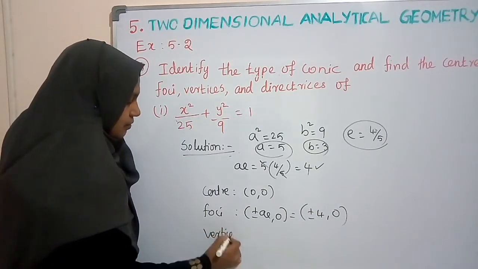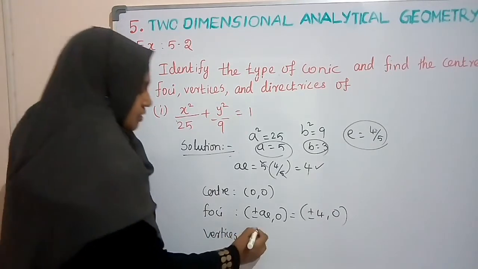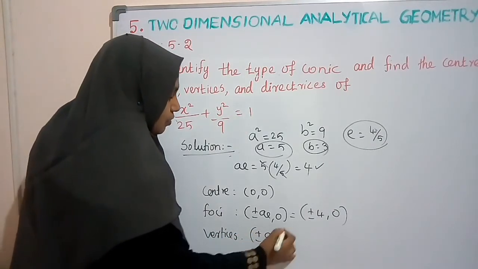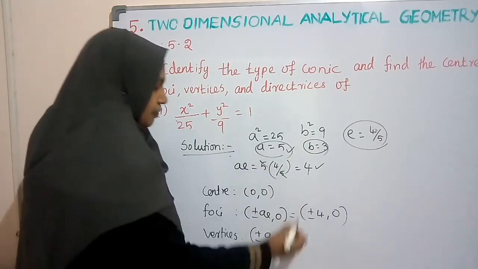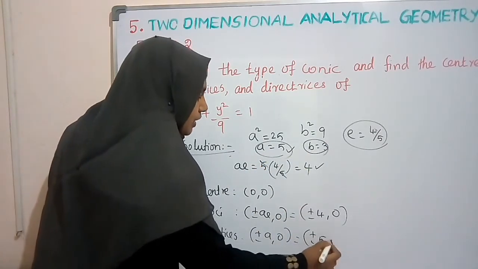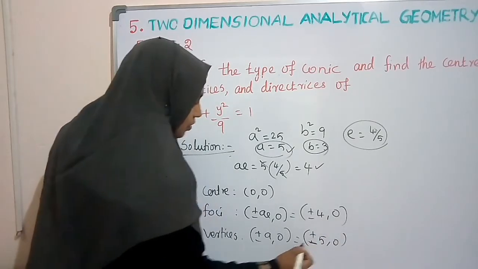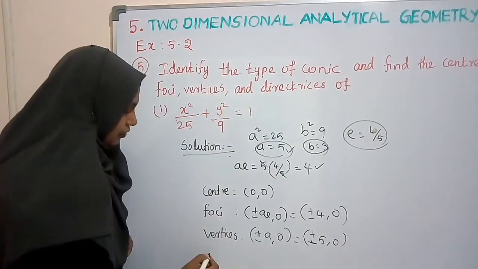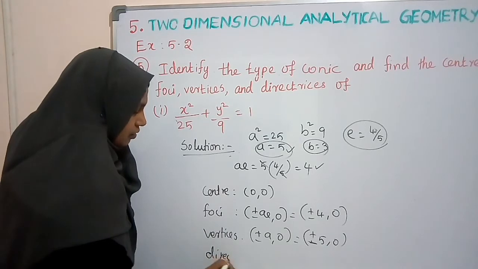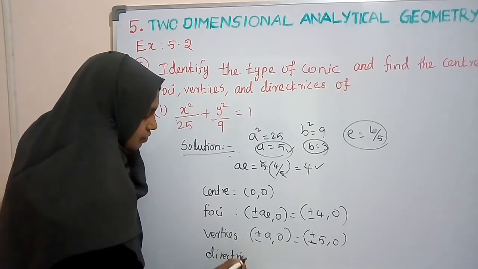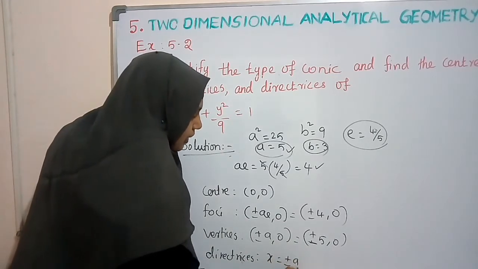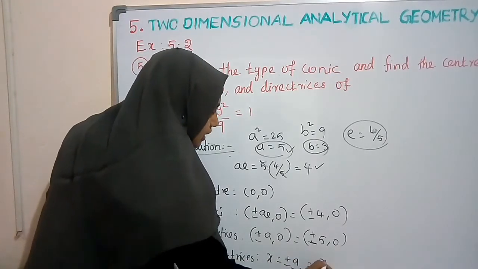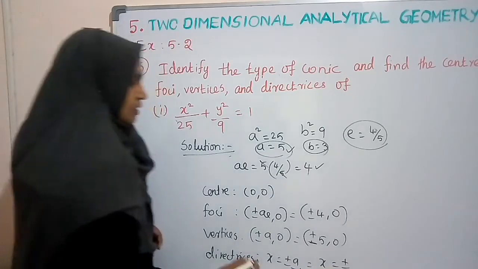Then vertices. Vertices are plus or minus a, 0 for the first type. The value of a is 5, so I am writing plus or minus 5, 0. And then the equation of directrices. The equation of directrices in first form is x is equal to plus or minus a by e.